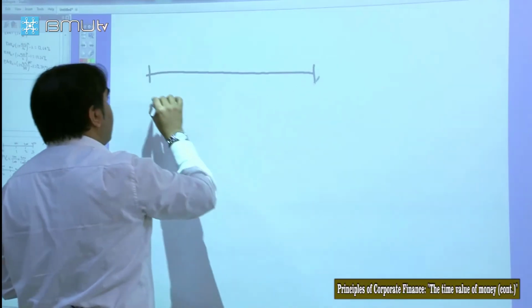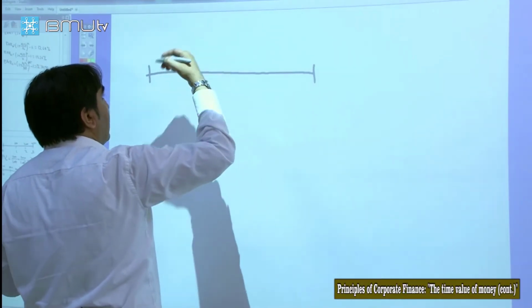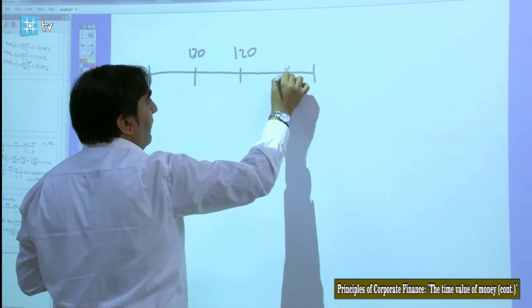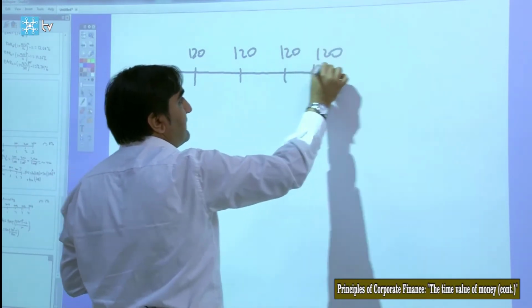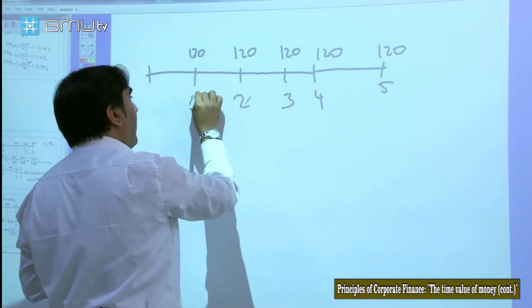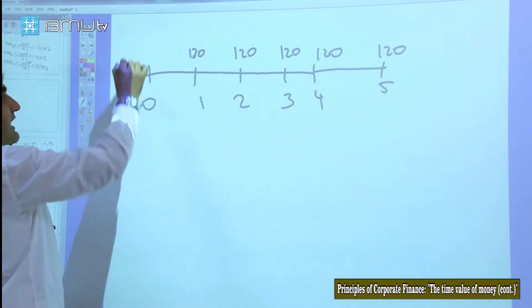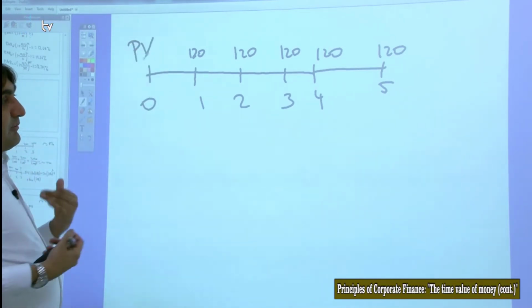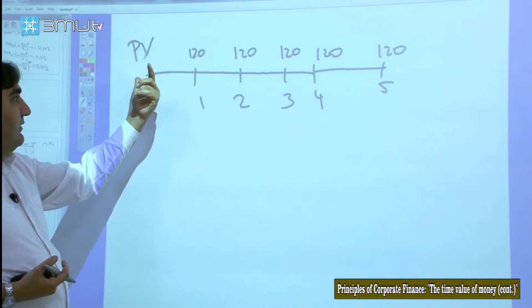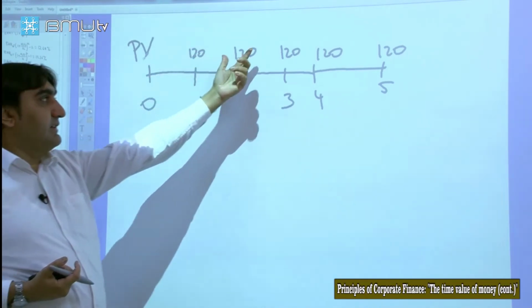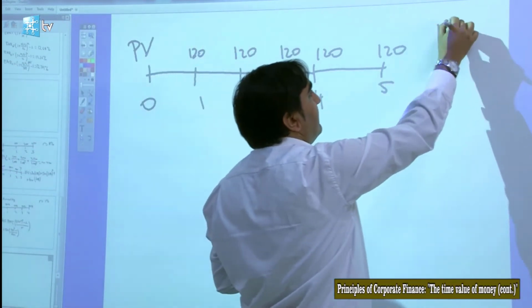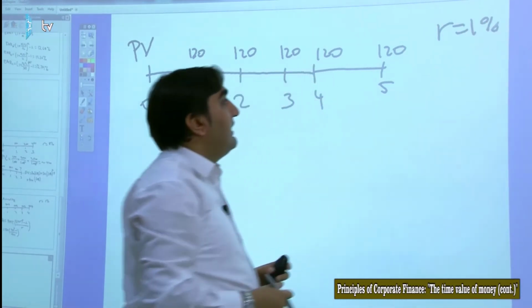Assume that there is an investment that will earn you $120 per year for 5 years. So what's the present value of these cash streams? Our previous way was finding present value of this cash flow for 1 year plus finding present value of this cash flow for 2 years, 3, 4, 5 years. Let's assume rate is 1% again.